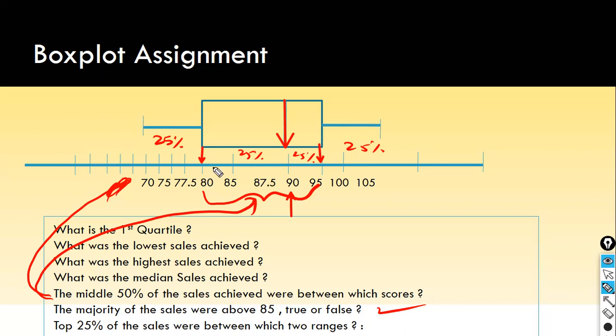So this is your lower quartile, right? Q1 is your lower quartile. So this is the one, this line, the entire straight line. This is your Q1, and this is your Q3, your upper quartile.